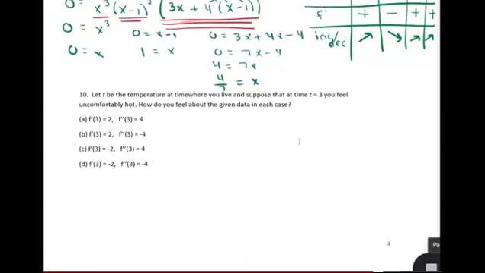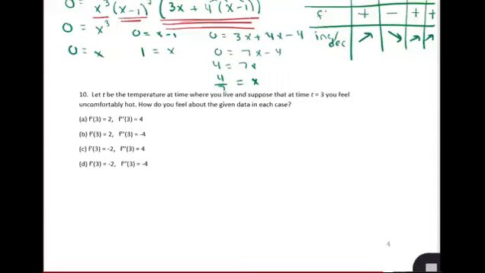Question 10 says, let T be the temperature at time t where you live, and suppose that at time t equals 3, you feel uncomfortably hot. How do you feel about the given data in each case? So this is a scenario. We don't have a whole lot of information, but we are trying to use what we have to determine what's happening to the temperature. So let's take what we know and fill in with what we can.